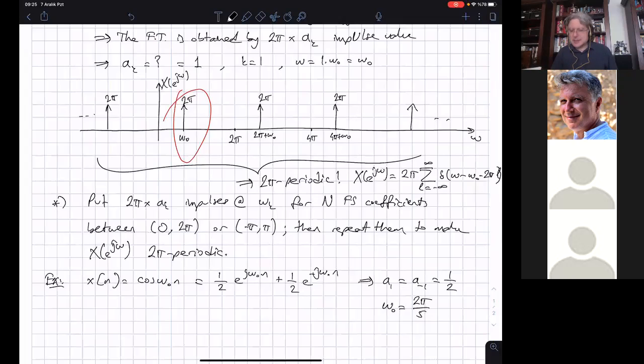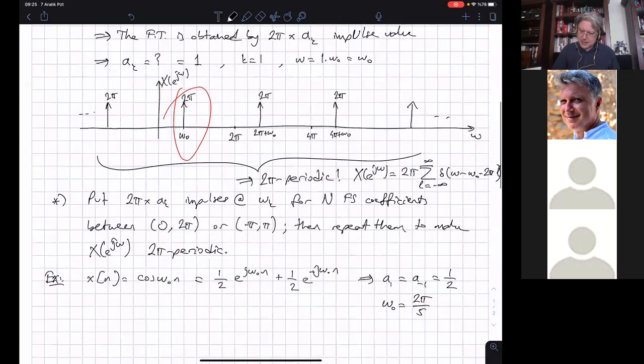If omega 0 is 0, that would be delta omega minus 2 pi L, which would correspond to an impulse train starting from 0, and the next one is at 2 pi, the next one is at 4 pi, etc. It would go on like that.